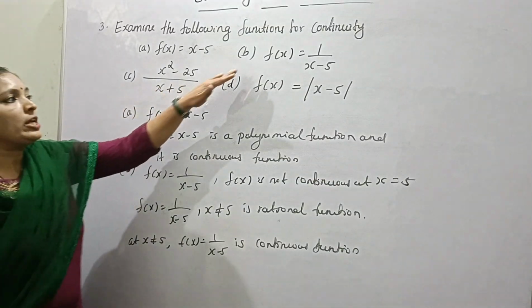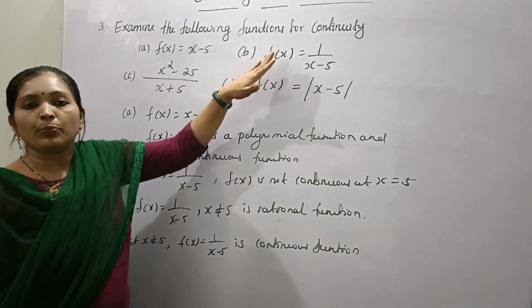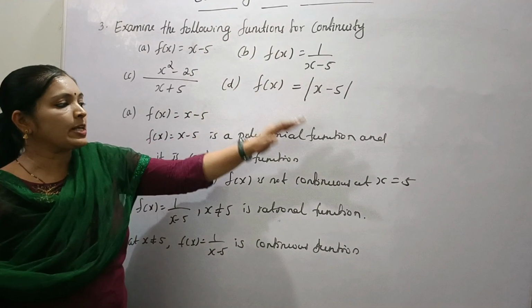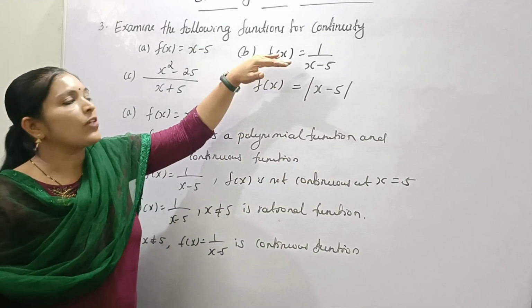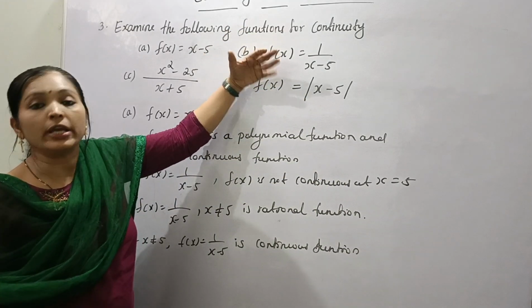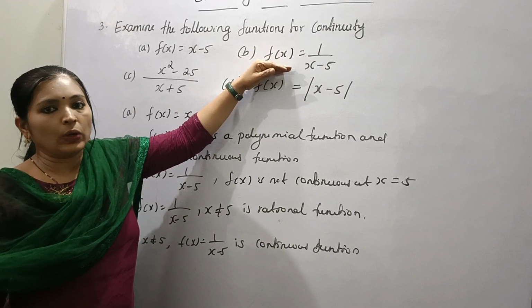This function is continuous at every point but x not equal to 5. Except x is equal to 5, this function is continuous. This function is continuous at every point in the domain of the function except x is equal to 5.